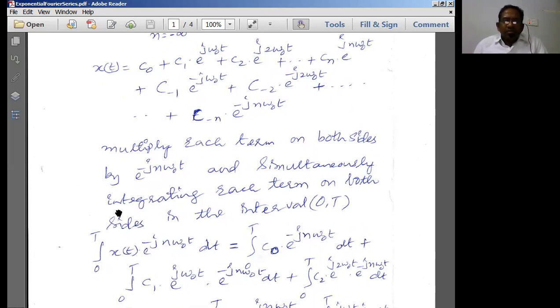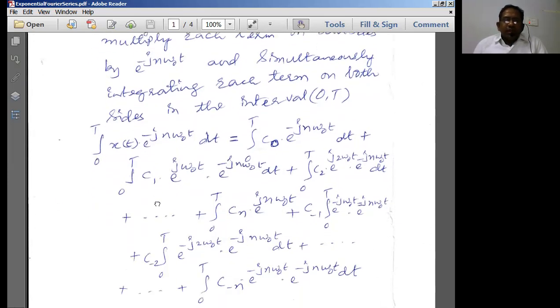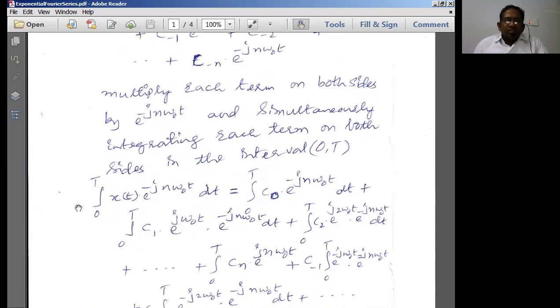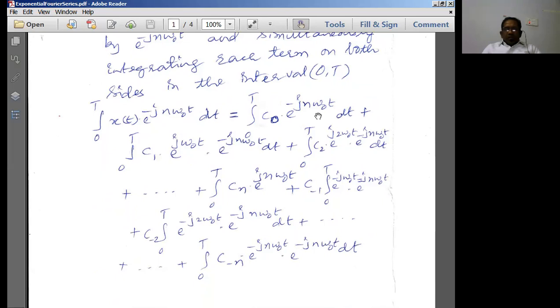Therefore, we multiply both sides, the RHS as well as the LHS, and simultaneously perform the operation called integration, over the interval of 0 to T. So simply multiply with e power minus j n omega naught t and integrate with respect to time over the period T. On the LHS I have x of t, which I multiply with e power minus j n omega naught t and integrate dt over the interval 0 to T. Now we'll expand this, and for every term I do the same process on the RHS as well.